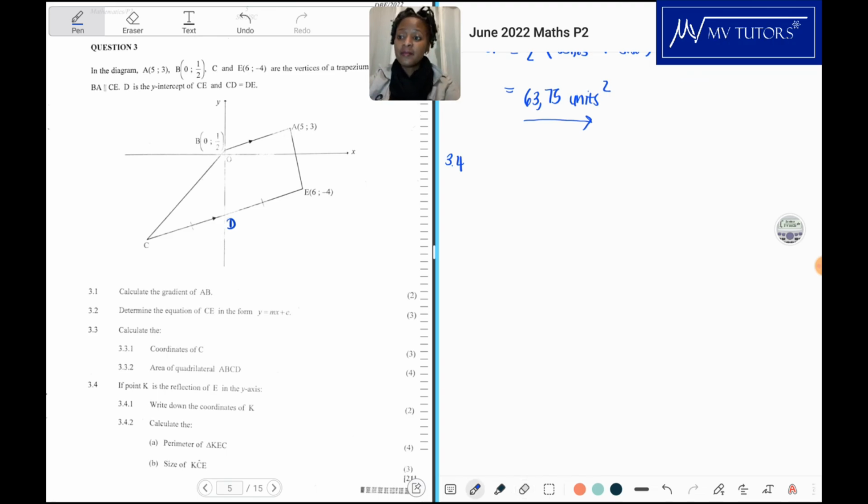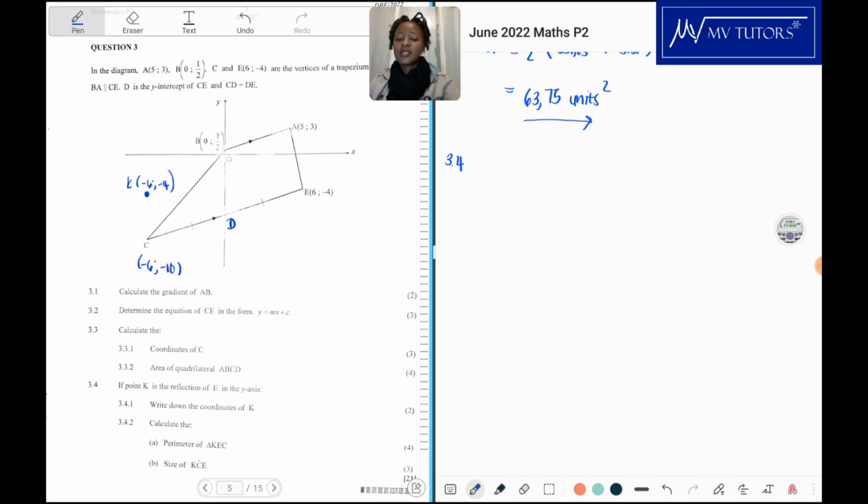So if E is 6 and minus 4, remember the coordinates of C are minus 6 and minus 10. So I will get that a reflection, K would be somewhere here, where now its x coordinate gets a negative, so it's negative 6, but the y coordinate remains the same. So it's negative 4.